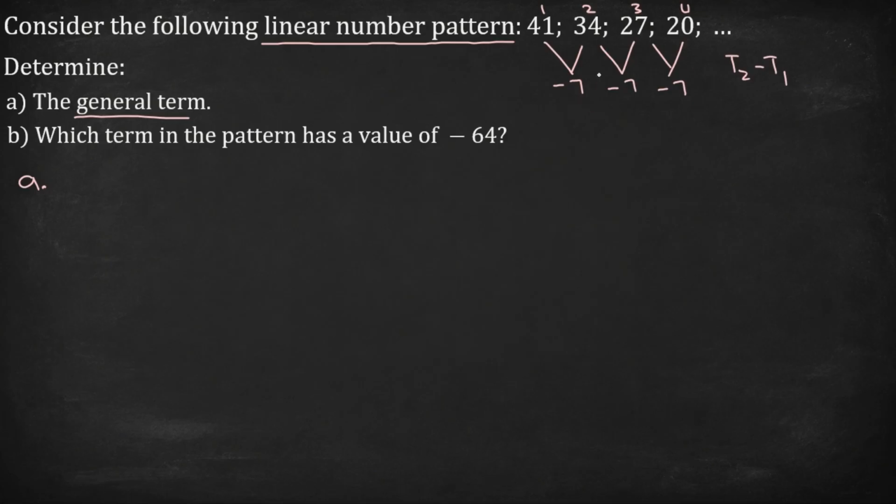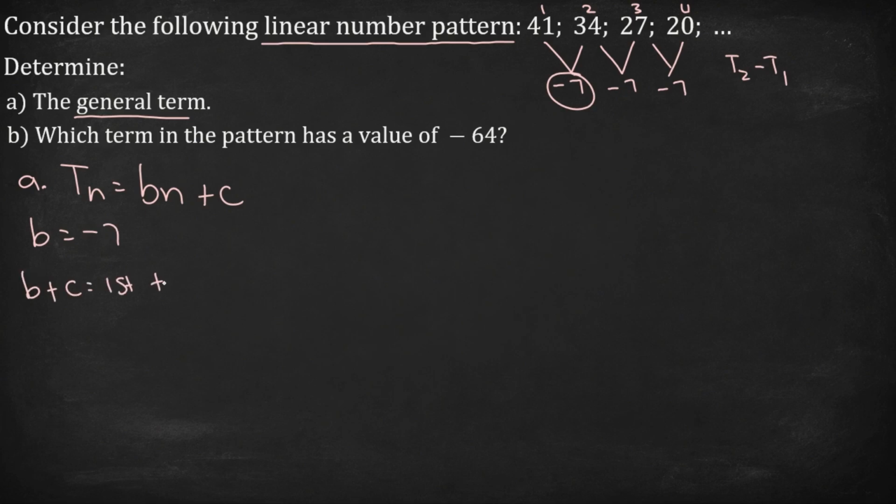Okay, so I know that we have a constant difference of -7, and I know that we have a general term. Now, the formula for the general term is Tn equals Bn plus C. B is equal to -7. So let's calculate the value for C. So I have to write B plus C equals my first term. Now let's substitute. B is equal to -7, so I'm going to substitute, plus C, I don't know this value yet, equals the first term.